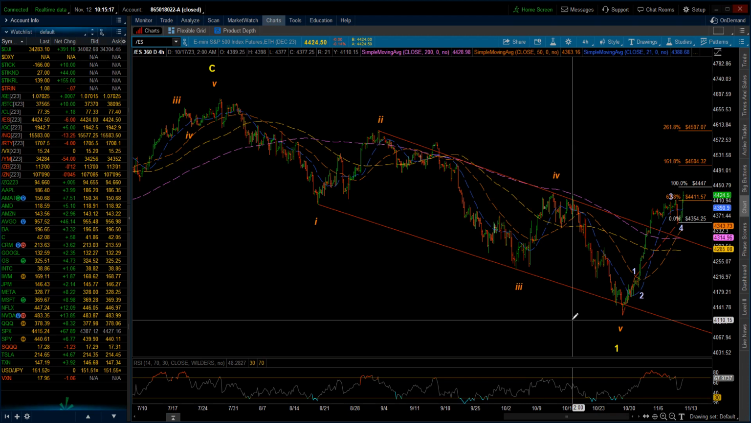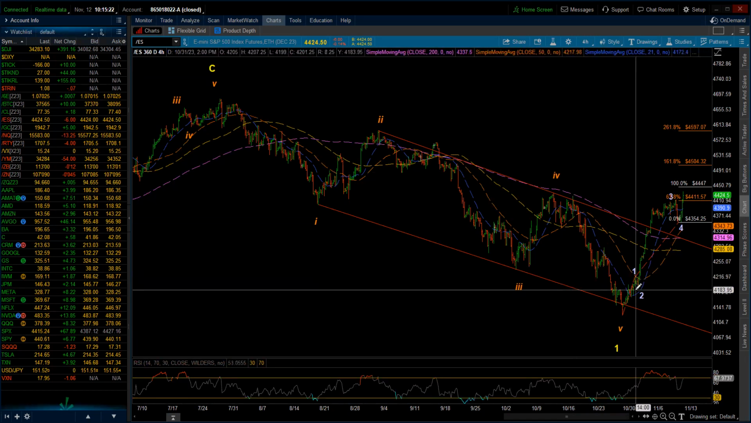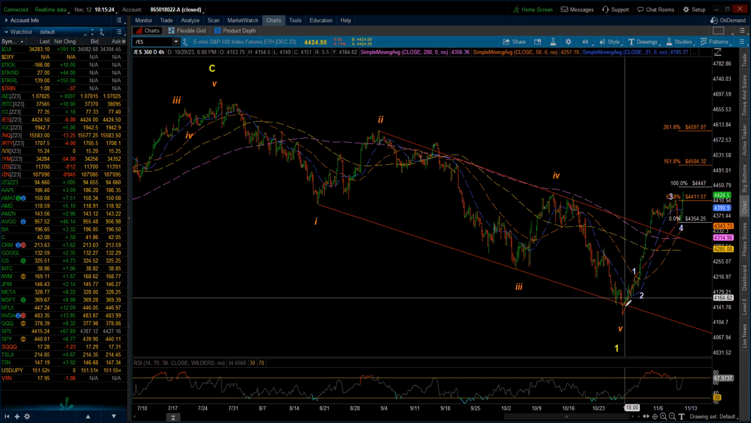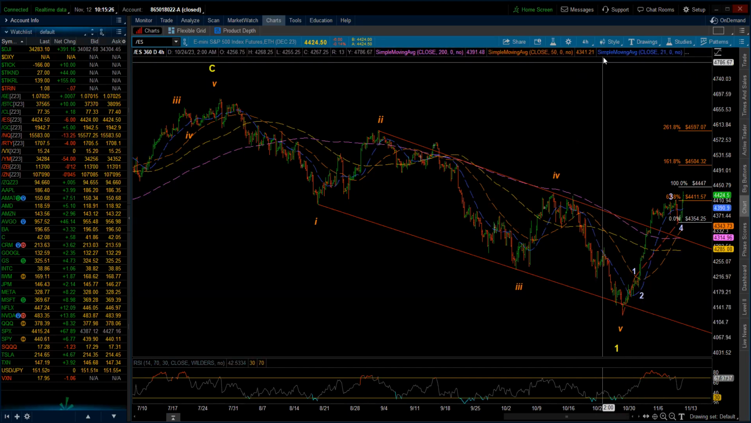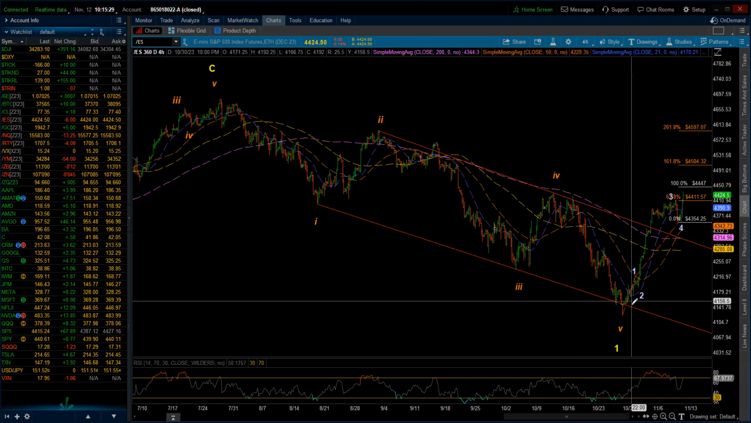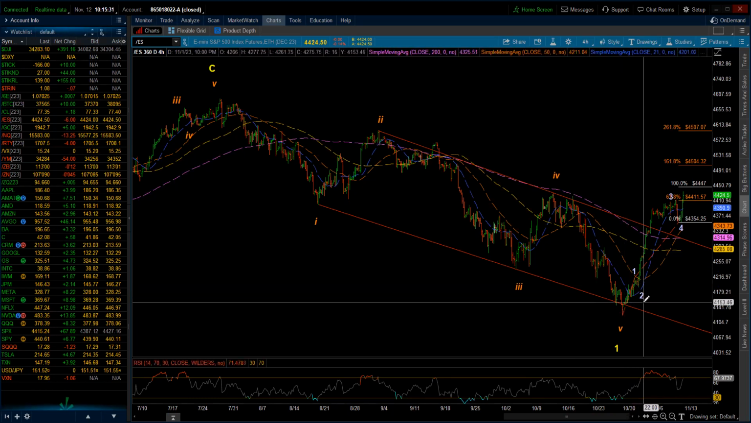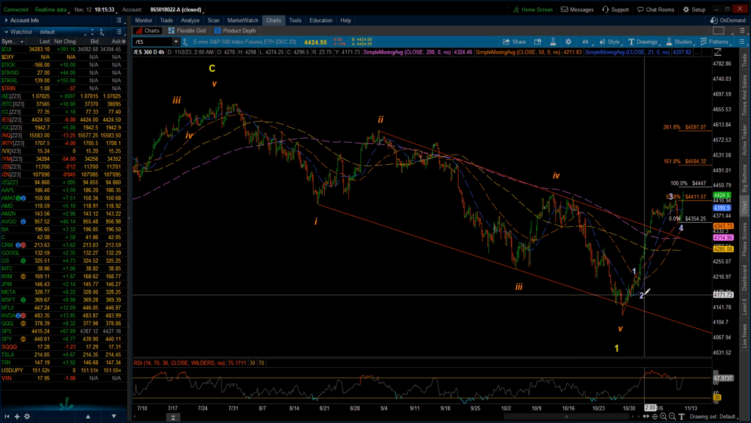Now, is there a possibility that this whole move could be counted out as an ABC? My answer is yes, it can. That would revert to where this is A and B, or I actually can move it down. I know we're on a 4-hour chart and it's so small, but those possibilities exist. It's not how I'm counting it.